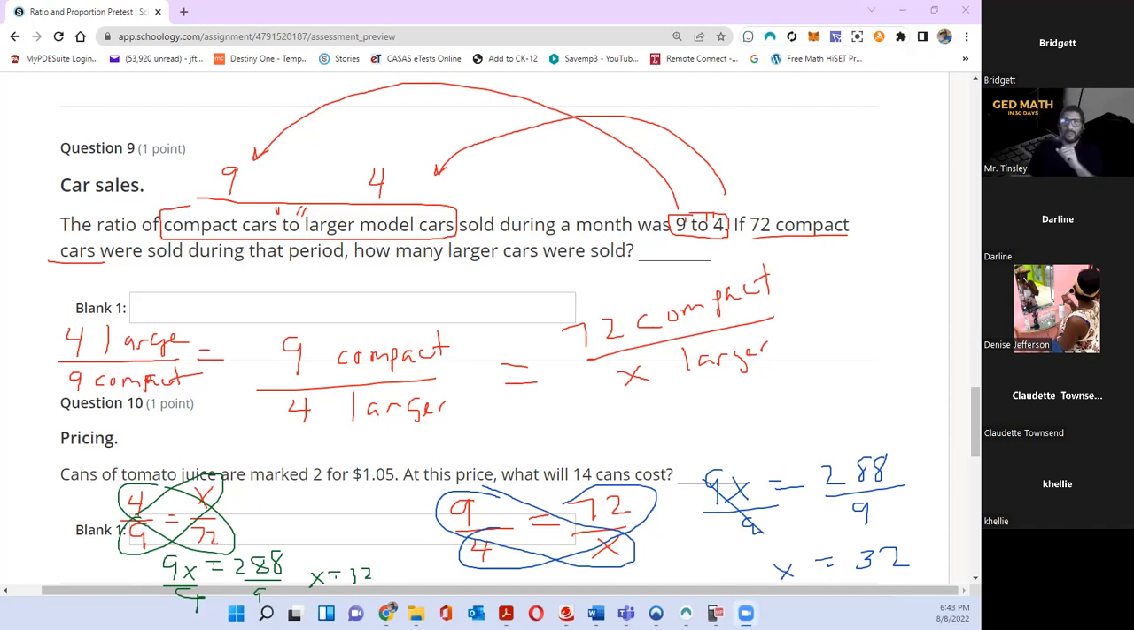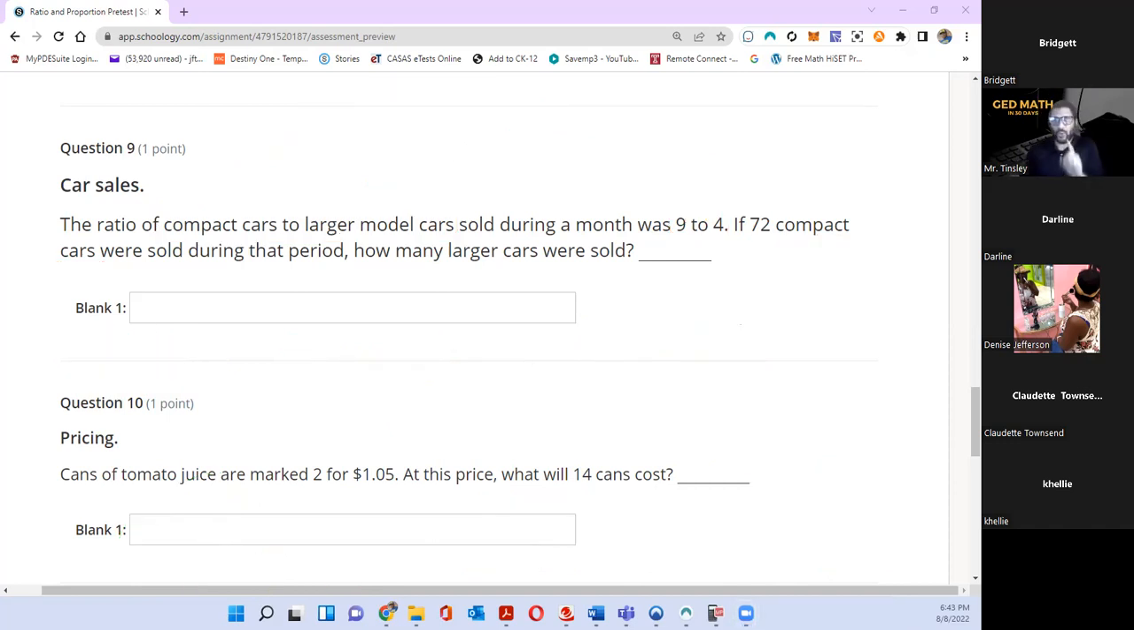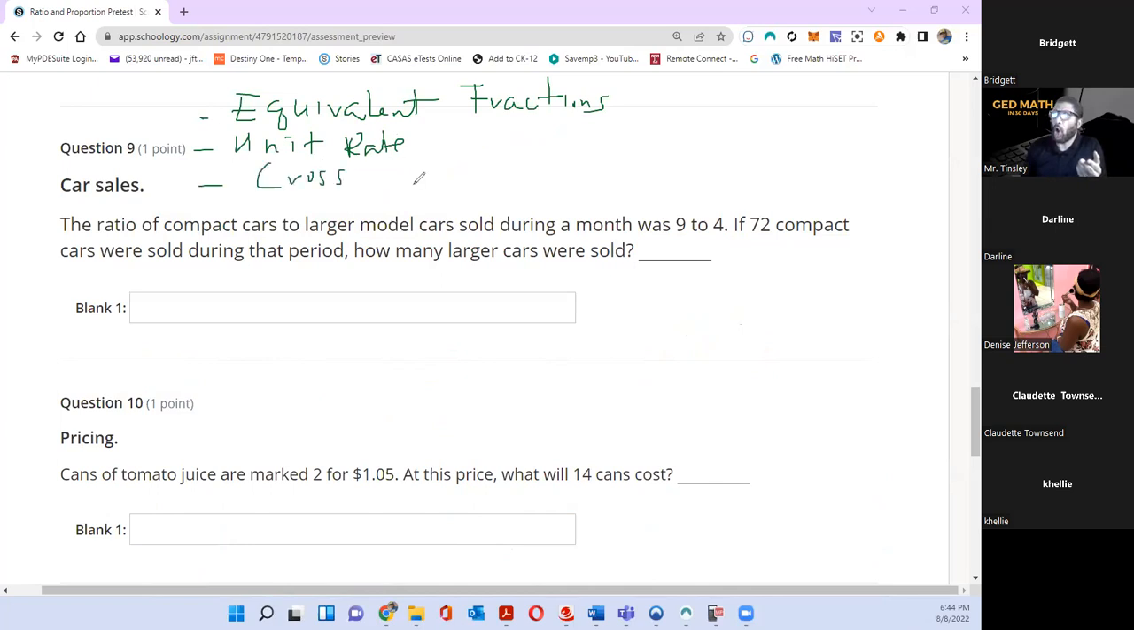Okay, watch this. I'm going to show you something. There are 3 ways I want you to be familiar with solving a proportion. The first one is equivalent fractions. The second way is unit rate. The third way is cross multiply. You can always solve by cross multiplying.